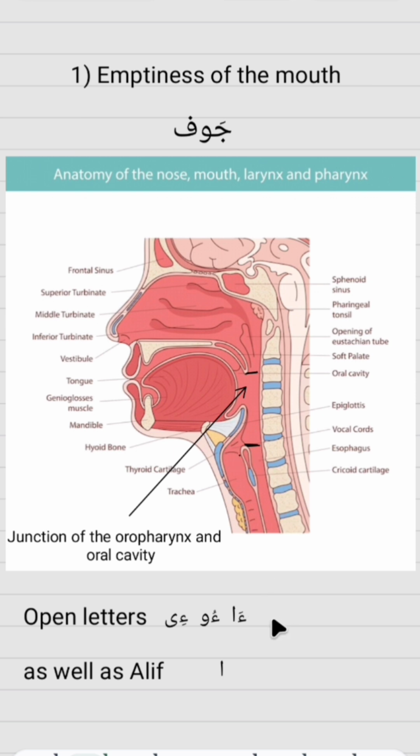So once again, your open letters, a, u, e. You can hear no vibration in the voice, as well as alif, a, u, e.